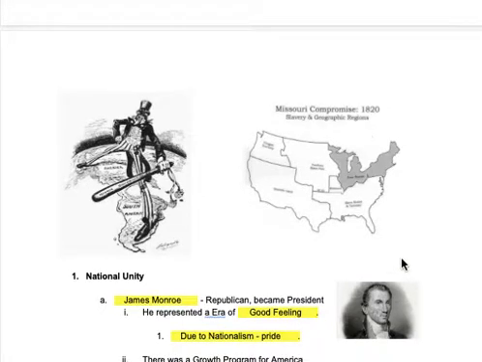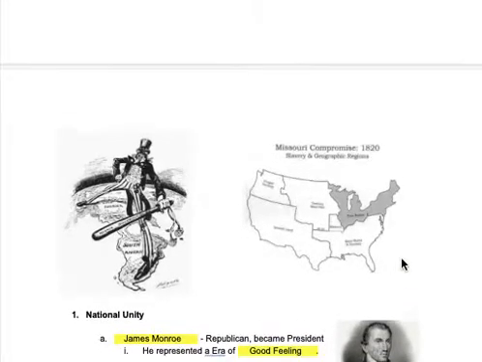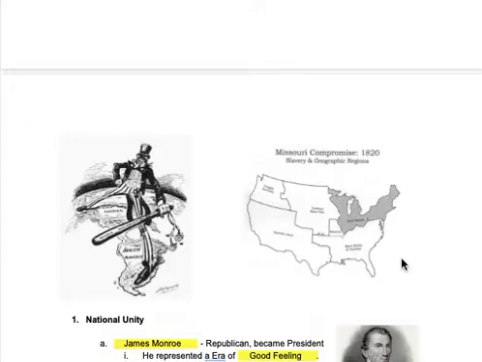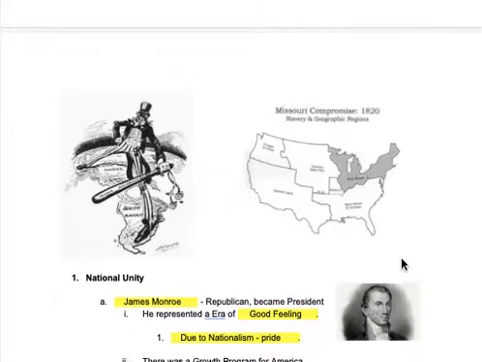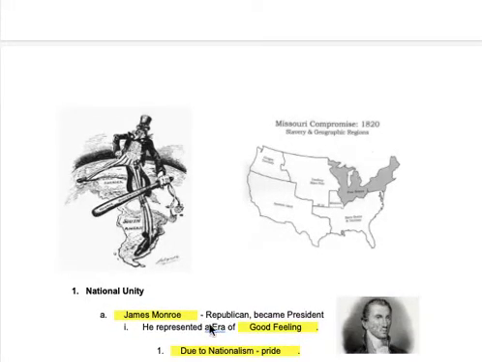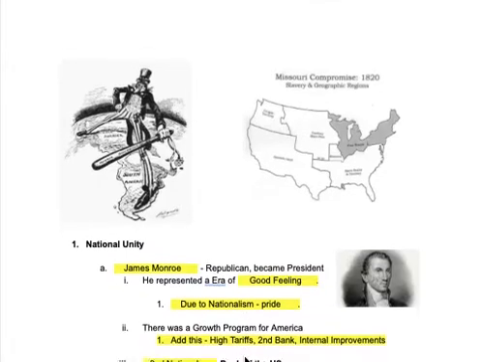James Monroe is president. He wins the election of 1820, and he's a Republican. He represents an era of good feeling, and this is because we have beaten the British now a second time in the War of 1812, which ended in about 1814, 1815. So we're very proud of what we've accomplished as Americans and how we're doing so far.